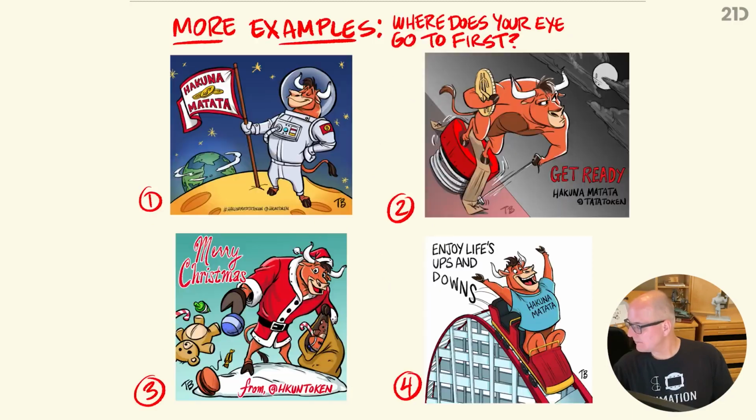Now, the next thing, some more examples. These are all little illustrations I've done over the years. I had a client that wanted me to create this bull character, and so I created a bunch of different things. What are some of the focal points that you see? Where does your eye go to first, and why?